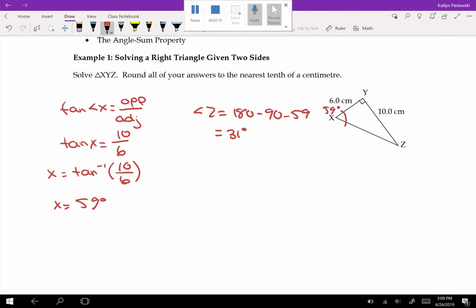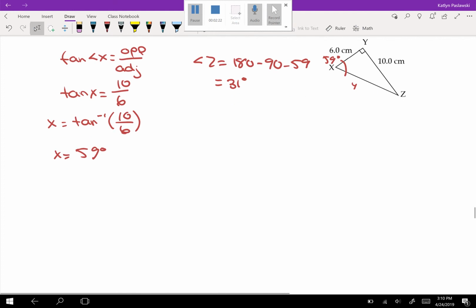And finally, now I need to solve for the third side. So this would be side Y. And to do so, I'm going to use the Pythagorean theorem. So a squared plus b squared is equal to c squared. And in this case, I am solving for the value of c, because c is your longest length, also known as your hypotenuse. So in this case, I'm going to use 6 squared plus 10 squared to give me c squared.